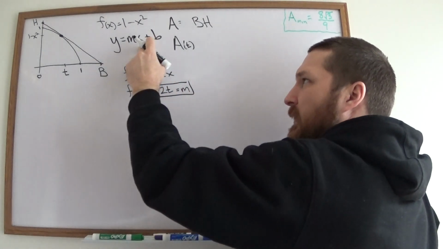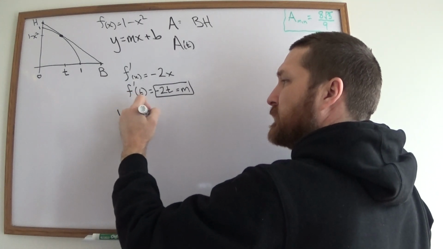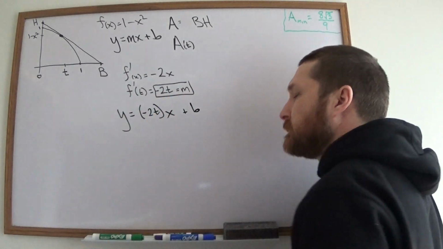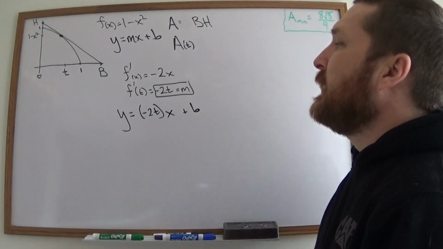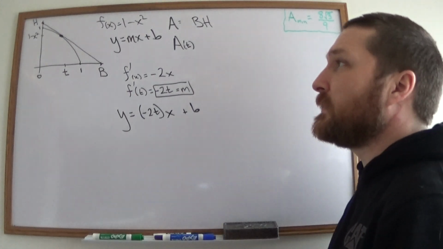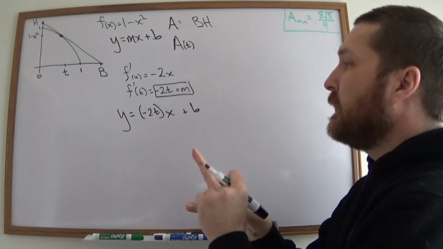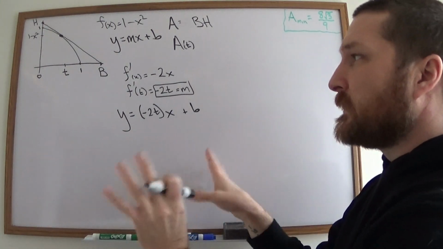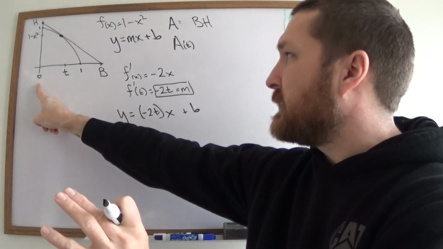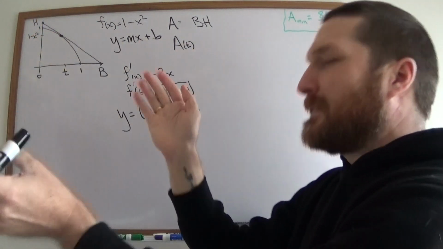So I'm going to take that, plug them into here. Y equals negative 2t x plus b. Okay, now I need to find little b, the intercept, which happens to be h right there. The way that we do that with a line is we plug in 0 for x and see what pops out. Oh, I'm sorry, that's b. That's how we find the intercept.